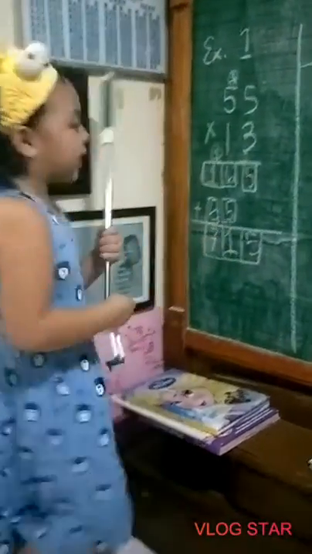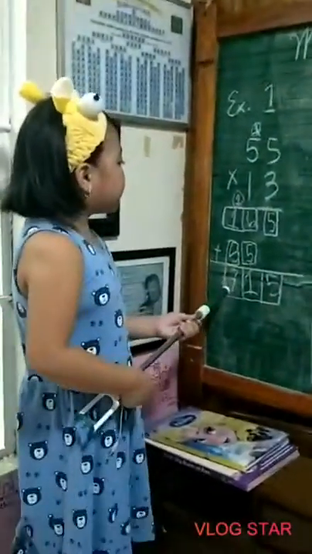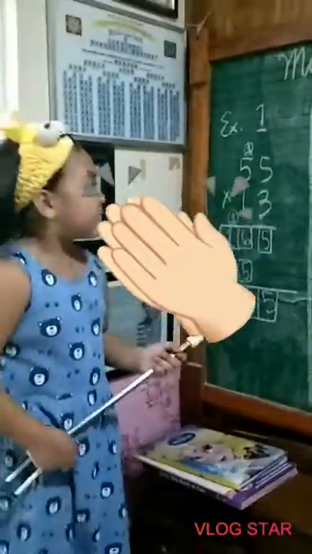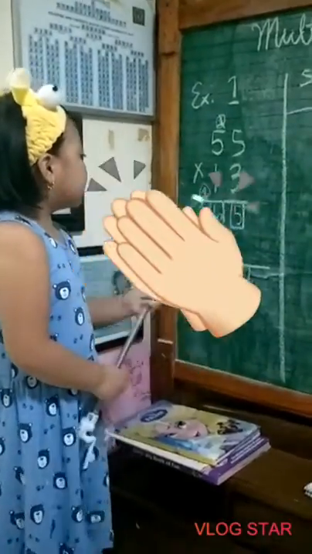So my answer is 750. So 55 times 30 equals 750.